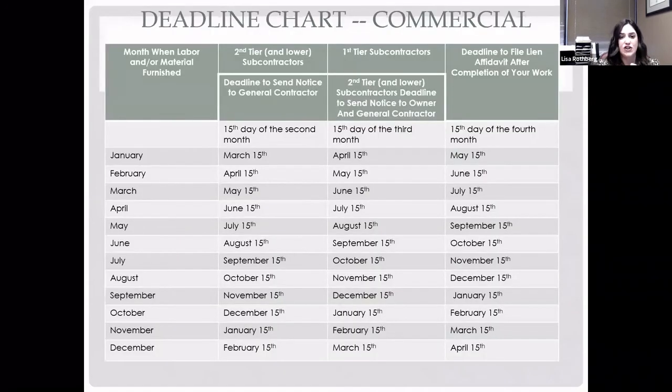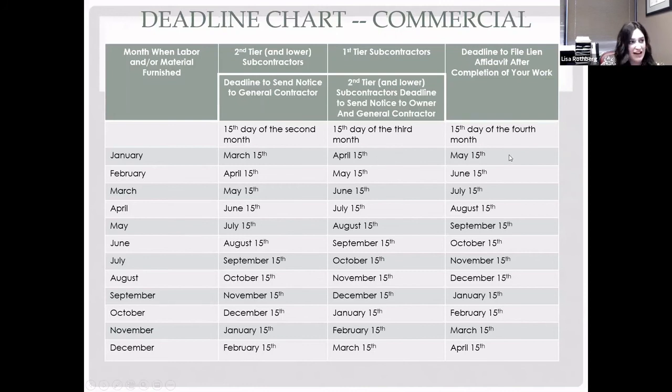Okay, so here is the deadline chart that I used when I was starting out and trying to figure everything out. It's pretty old, and it's still valid and everything. I find that it's a little bit hard to read, but like I said, y'all are gonna have access to this PowerPoint. You can look at the month when the labor or the materials was furnished. Let's say your client tells you it was January, you know that from the invoices and the work dates. Well, then it tells you the second tier and lower subcontractors' date, March 15th, okay? And then for first tier, right, April 15th.